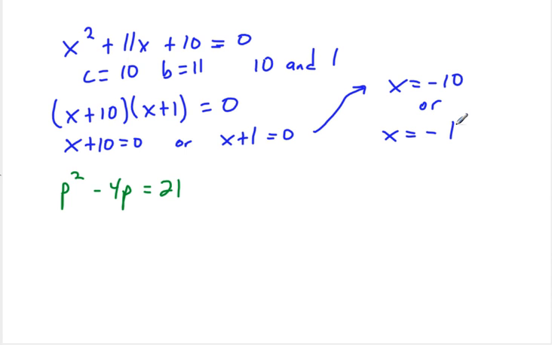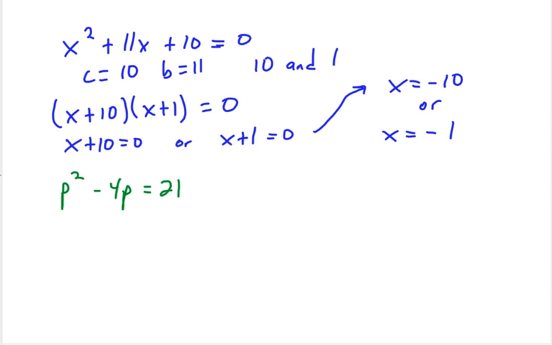And it's easy to check that because we could say, well, negative 10 times negative 1 is 10, plus negative 10 times... negative 10 plus 10 is 0. And we could check it for negative 1 and it would also work. So both of these are correct answers. All right, let's check out the green example now.